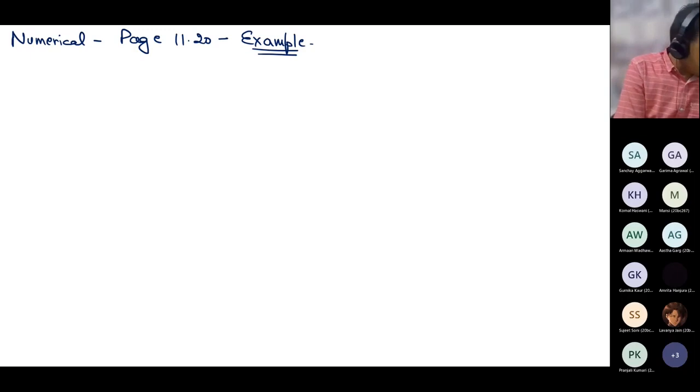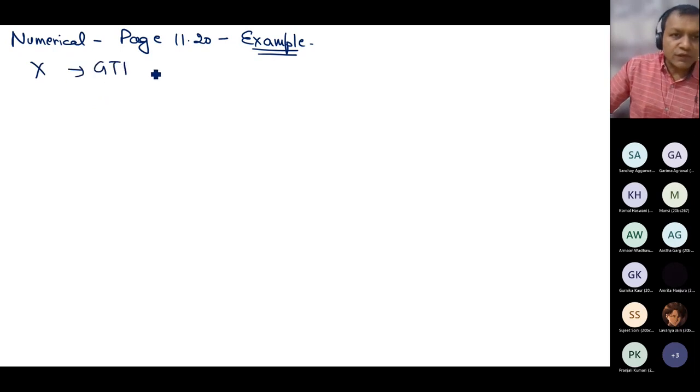Let me note it down. X, gross total income of X is 16 lakh. You can note it down very soon, very fast.